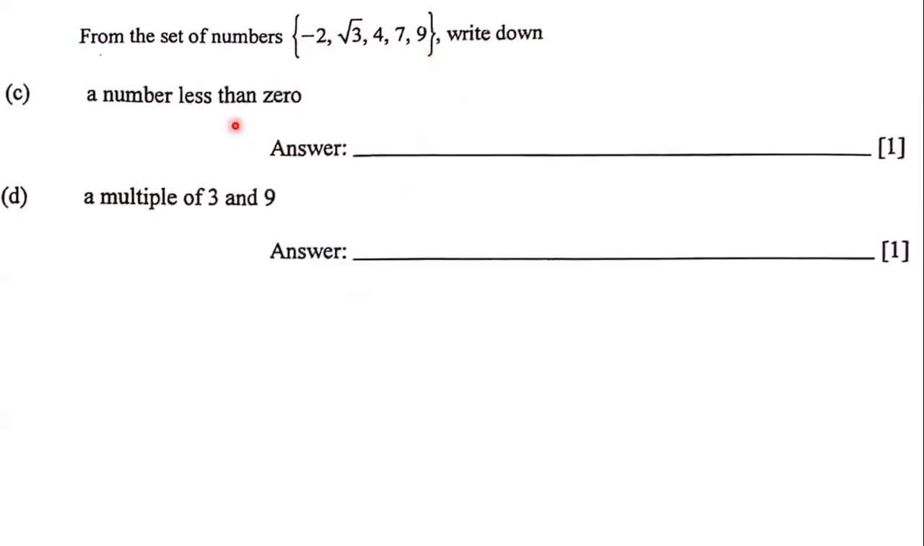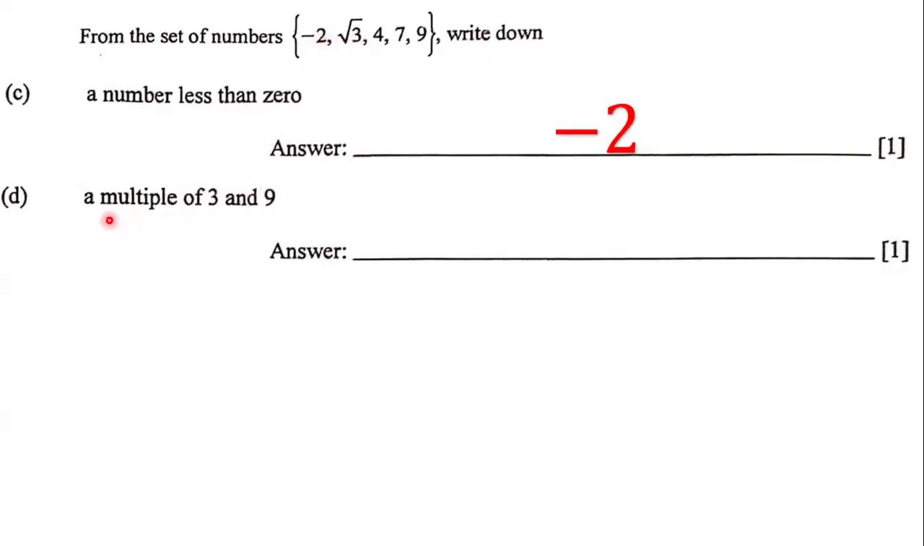Next, the question states, from the set of numbers, write down a number less than 0. So the correct answer is definitely going to be -2. -2 is less than 0. In fact, all negative numbers are less than 0. The rest of these numbers are positive, and so the correct answer here is -2.